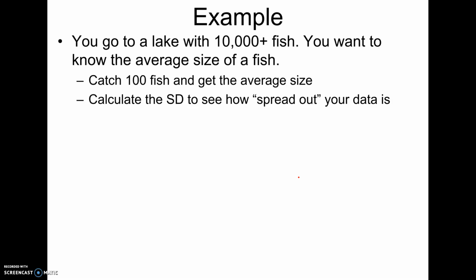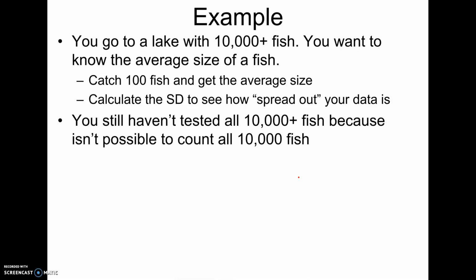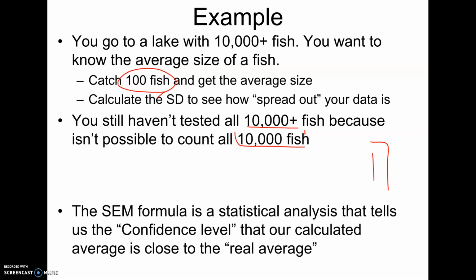Now I could get the standard deviation of that and it would tell me how spread out my data was, but I can do something more. I haven't tested all 10,000 fish in the lake, so I don't really know if the average size that I got for a fish is accurate, right? Because I could go the next day and test another 100 fish, and I might get a different number, and go the next day and test another 100 fish, and I get another number. Unless I test all 10,000 fish, I'm not going to know what the real exact average size of a fish is, but it's not possible to count all 10,000 fish.